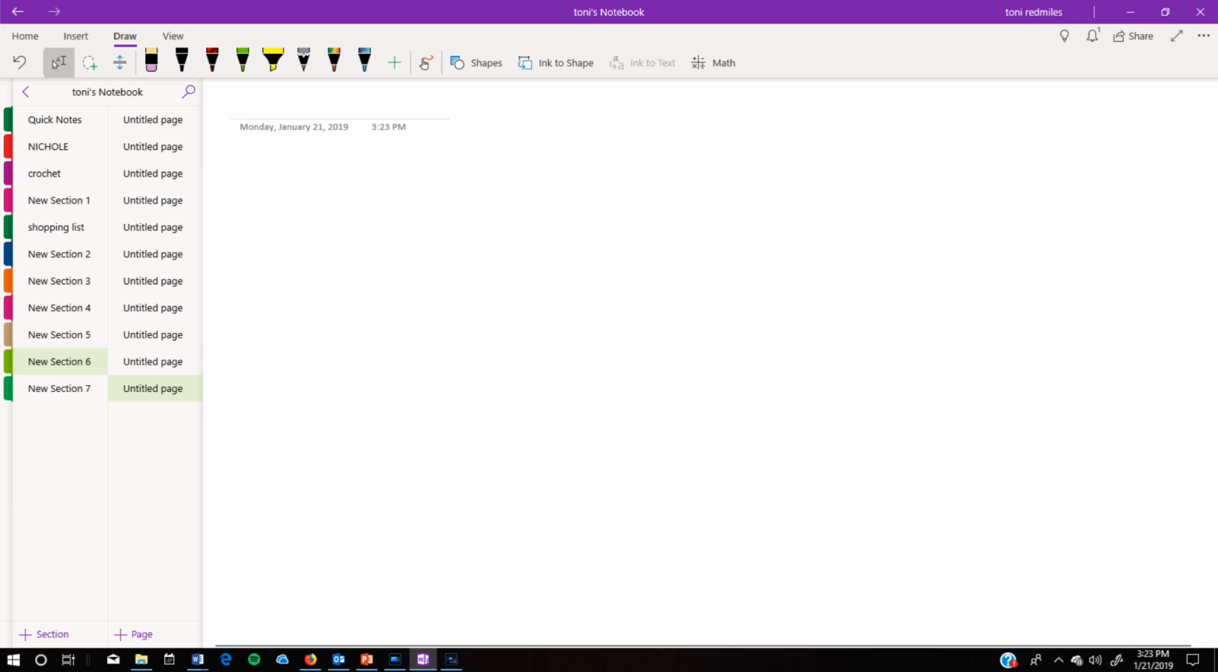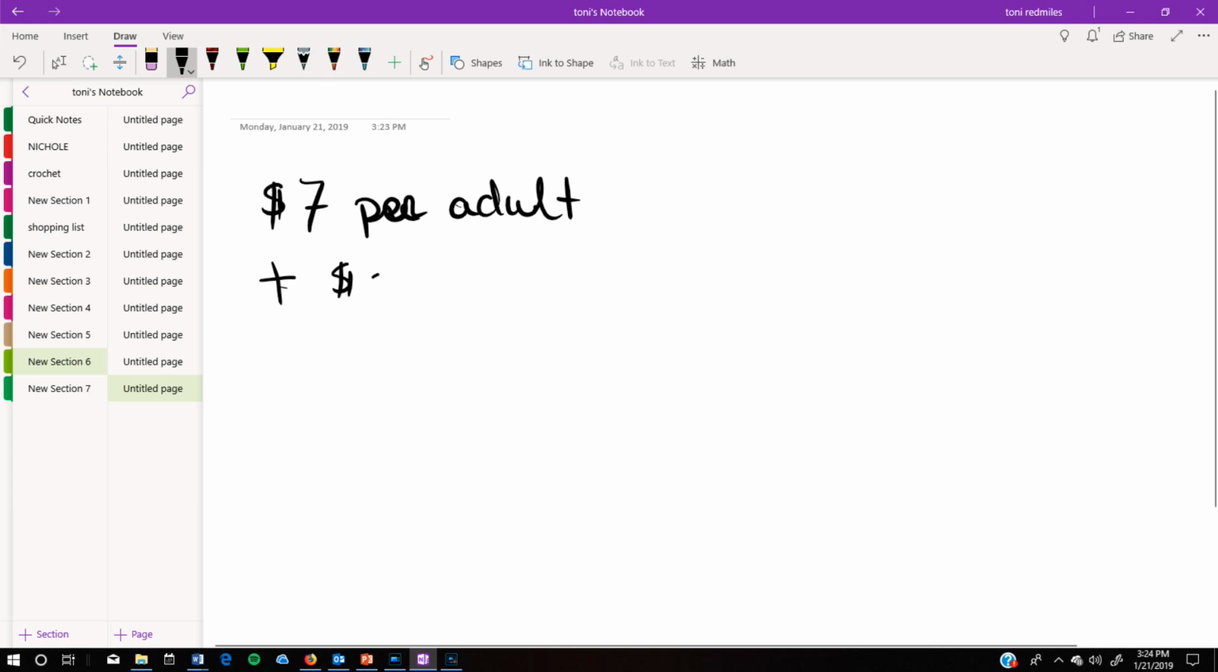Okay, a promoter charges $7 for each adult ticket, plus an additional $2 for shipping and handling, for taxes and stuff. What is the cost of x tickets? Okay, so this is kind of like what we're going to be learning in our next class. But why not do it? So x tickets, x is my variable.